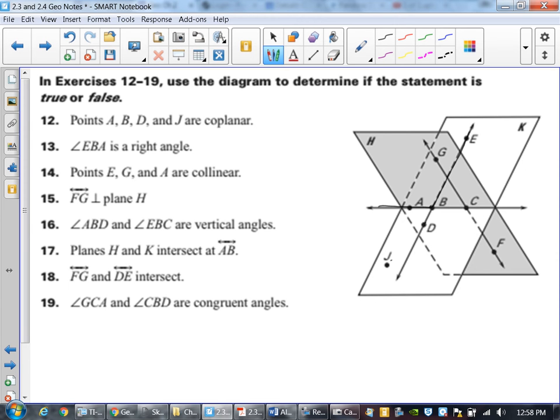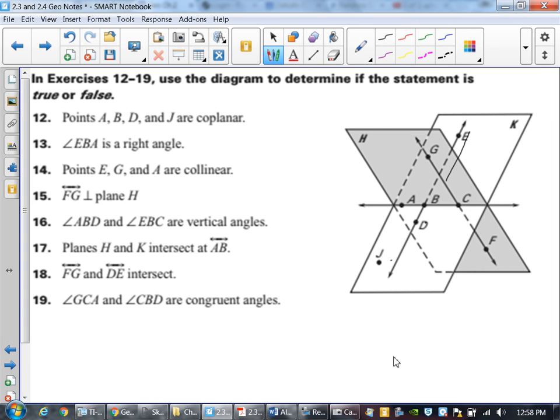Now, if you see that in a diagram, obviously that means that has to be a right angle. But since it wasn't there, you can't assume it.